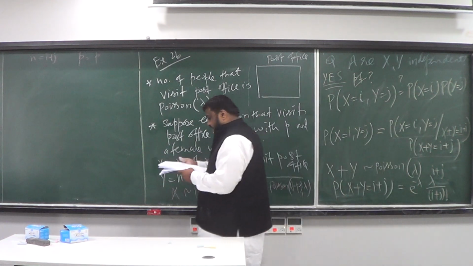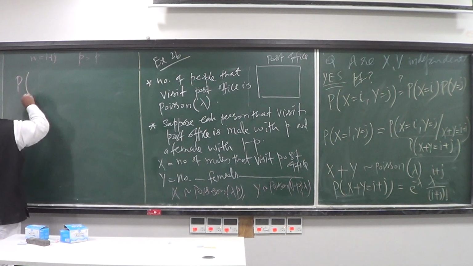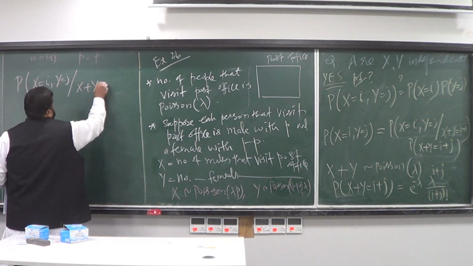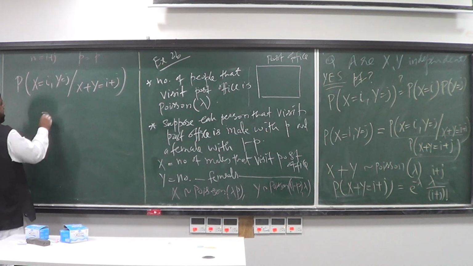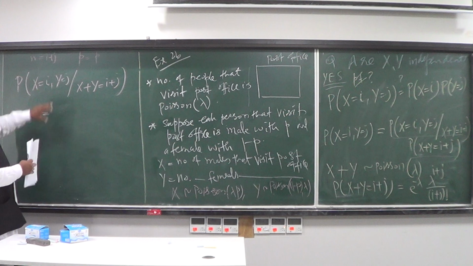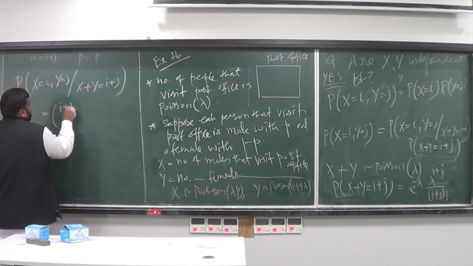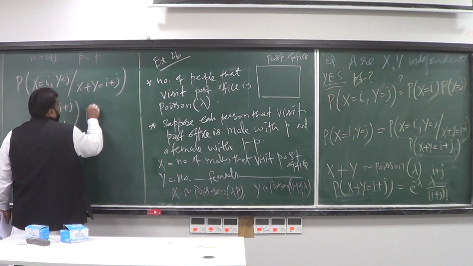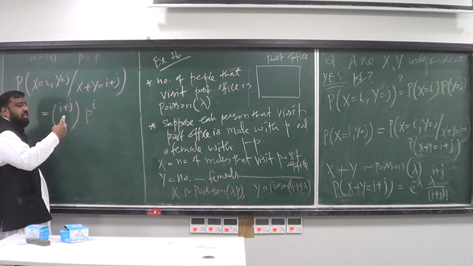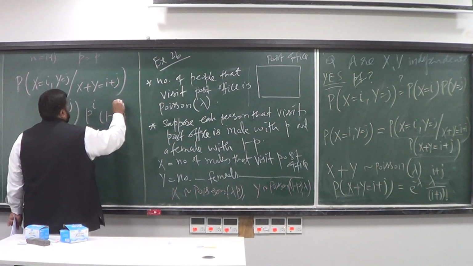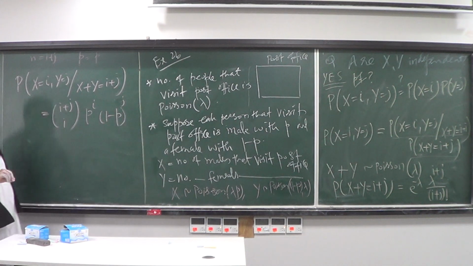So if you associate your success with this, you can say that the probability that x is i, and obviously y would be j, if you know that x plus y is i plus j. You can model it through the binomial distribution. Out of i plus j, say i people are male, and the probability of each male is p, so the probability of i males is p to the i, and the probability of j females is 1 minus p to the j. So this is what the probability is.